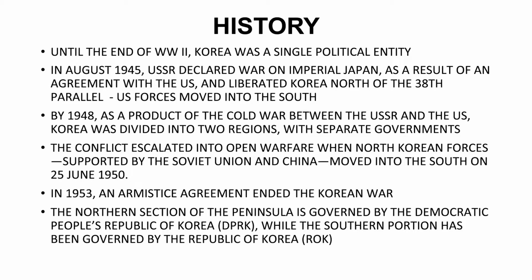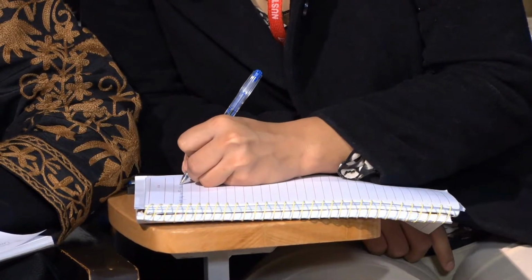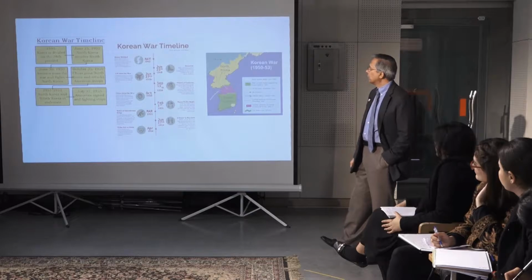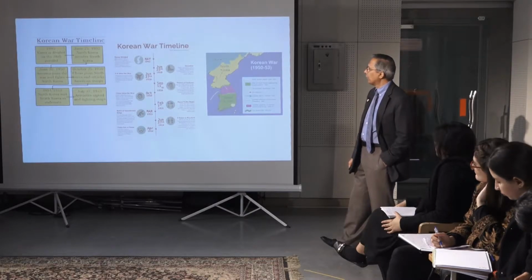The northern section of the peninsula is governed by the Democratic People's Republic of Korea, that is DPRK, while southern portion has been governed by the Republic of Korea, ROK. And when you talk to Koreans, if you call them North Korea or South Korea, you'll see that they will find offense to it. So this was the timeline, Korean War timeline.